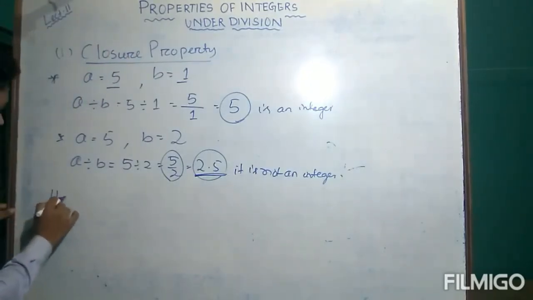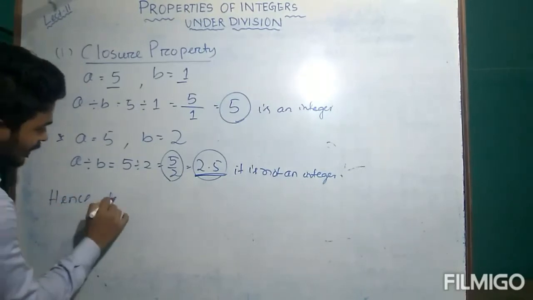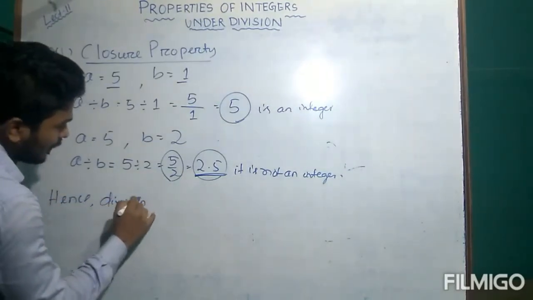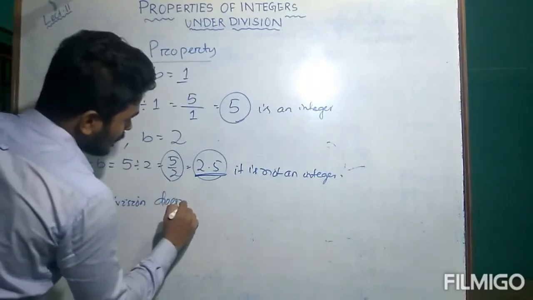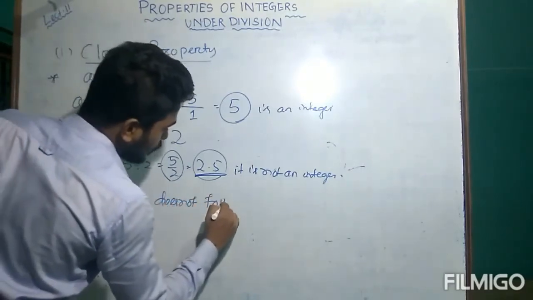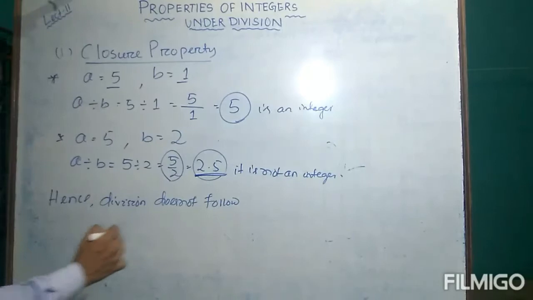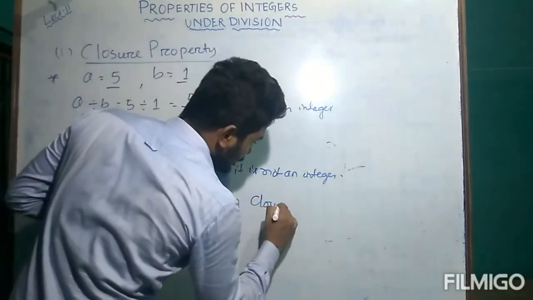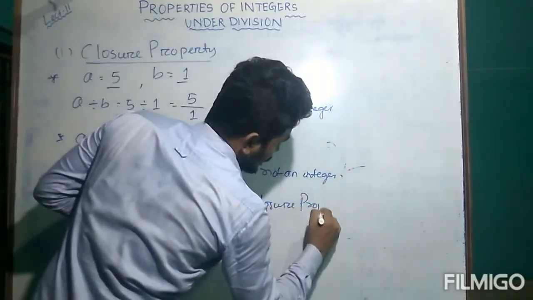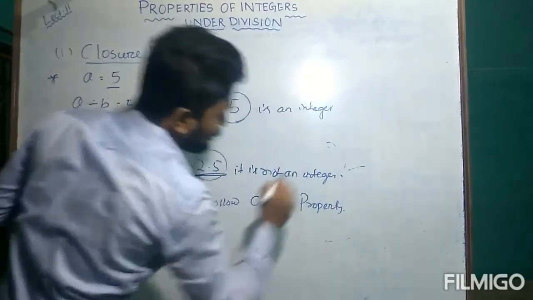So you can write: hence division doesn't follow or hold good, right? Doesn't follow closure property. This is your first property.